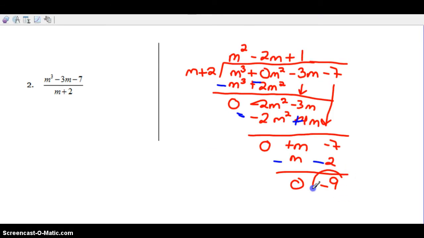Since this problem has a remainder, this m plus 2 does not divide into the original numerator, which means that negative 2 would not be a solution or a 0 for this polynomial. All right, so the remainder tells us that.